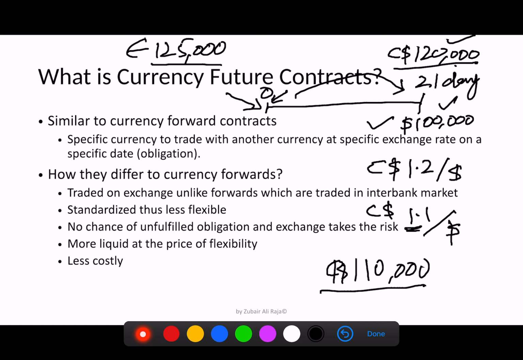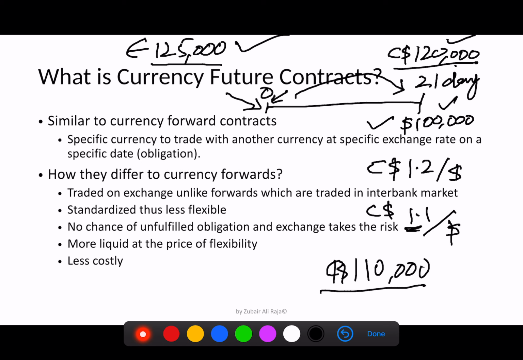Now, if the exchange says that each future contract covering euros consists of 125,000 units of euros, then yes, you can sell all of your 125,000 euros through the future contract. So it depends on what the standard size is for each contract of a specific currency on the exchange. The third difference, which is most important, is that there is no risk in the case of future contracts, because the counterparty in this case is the exchange, and the exchange actually takes all the loss.